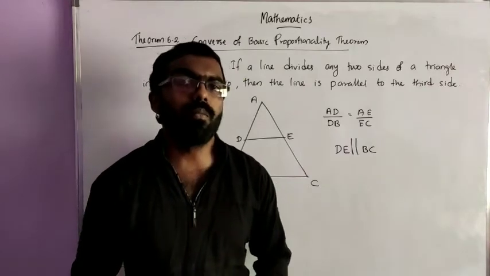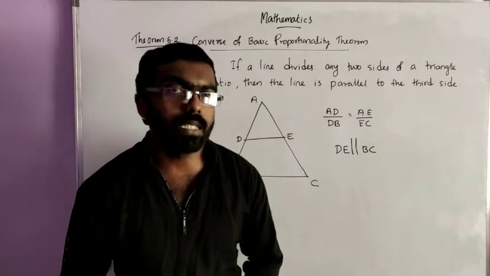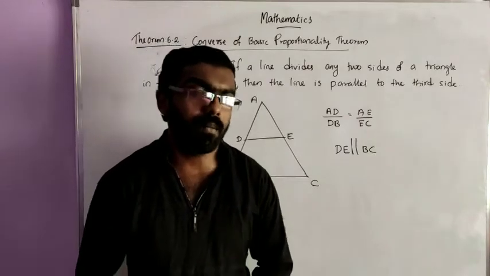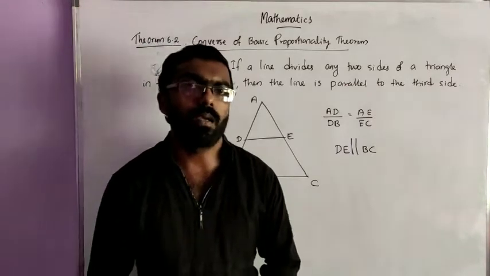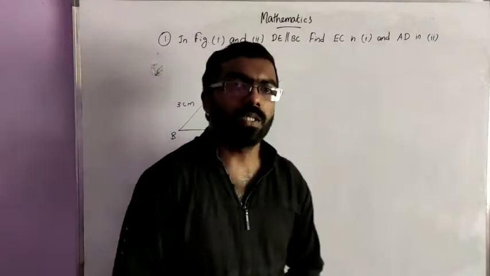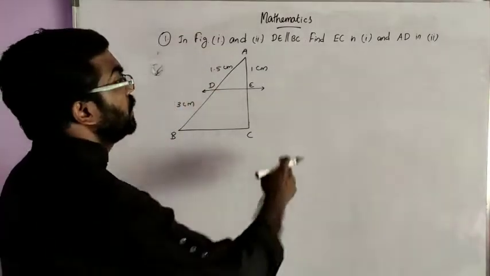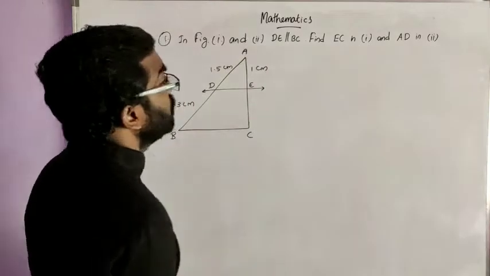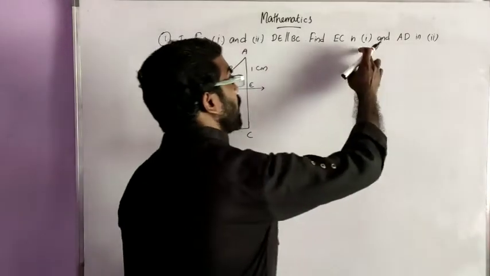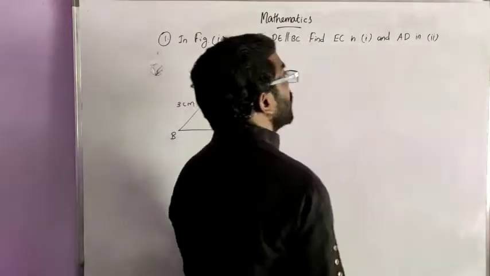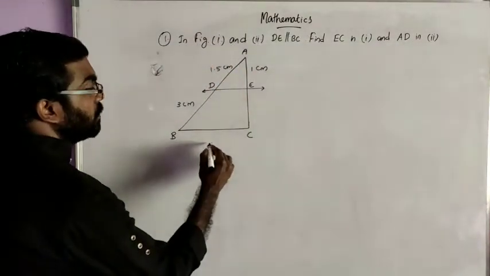Now we move on to exercise 6.2. Here are some questions related to the basic proportionality theorem and the converse of basic proportionality theorem. The first question is, in figures 1 and 2, DE is parallel to BC. Find EC in sub-question 1 and AD in sub-question 2. We can take the first sub-question.